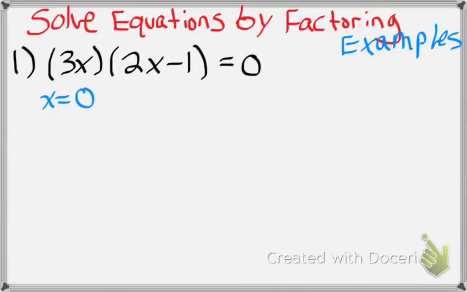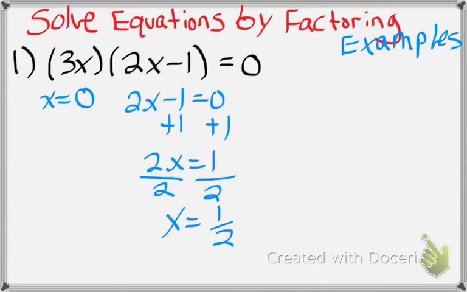Now for the second one, 2x minus 1 equals 0. Imagine what would make 2x minus 1 equal 0. Show your work if you need to, and you'll find out x equals 1/2, for the steps I already showed. So if x is 1/2, 2 times 1/2 is 1. 1 minus 1 equals 0, so this whole thing would equal 0. So 1/2 is one of your answers.